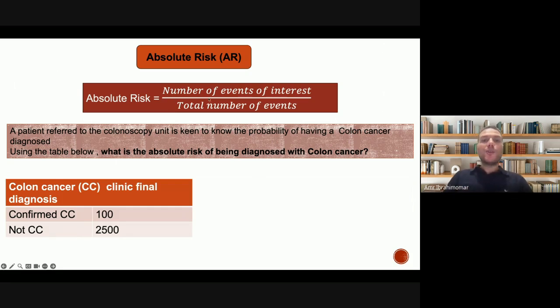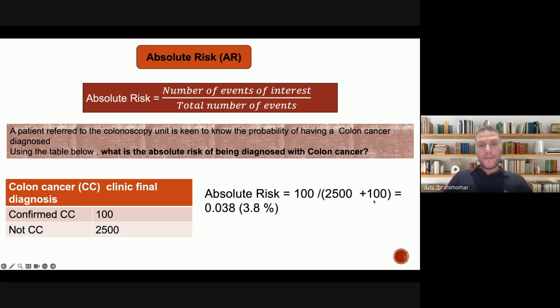Because we mentioned total number of events, and total number of events here are the total number of the patients that went for colonoscopy, not only the patient number that didn't have the colorectal cancer, but total number of people that went for colonoscopy. So 100 divided by 2,600. Okay, so then it will be at the end 3.8%. 3.8% of people who go to have colonoscopy will turn up with colorectal cancer.